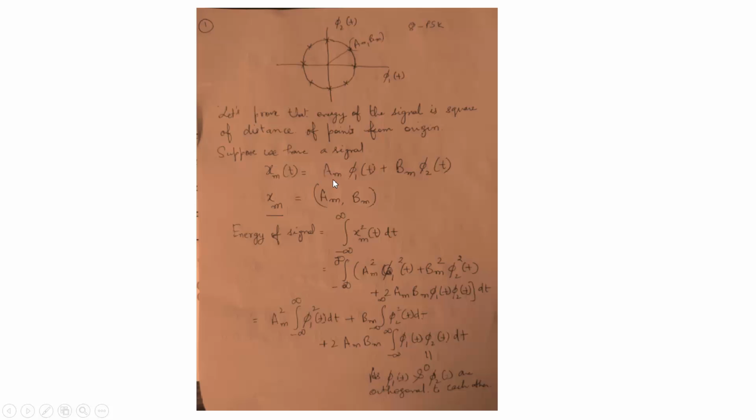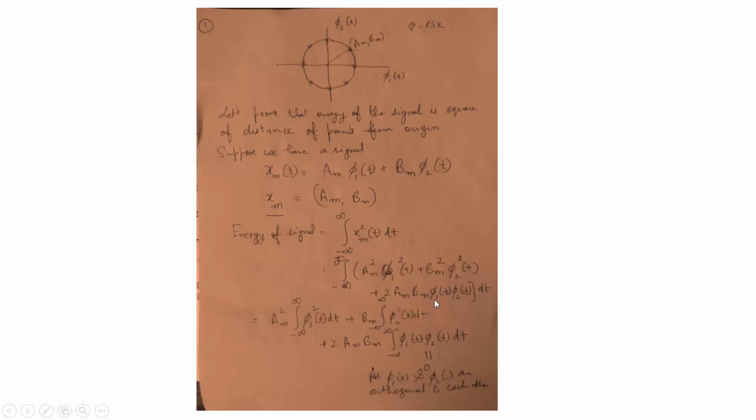x_m(t) is represented as a_m phi 1(t) plus b_m phi 2(t). So if x_m is to be represented as a vector, x_m vector is (a_m, b_m). These are the coordinates of the points. If I try to find the energy of this modulated signal, it will be given by the integral of x_m square (t) dt. Substituting the value of x_m(t), I get a_m square phi 1 square(t) plus b_m square phi 2 square(t) plus 2 a_m b_m phi 1(t) phi 2(t), integrated with dt.